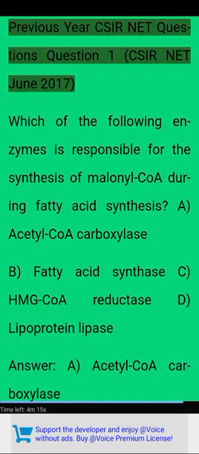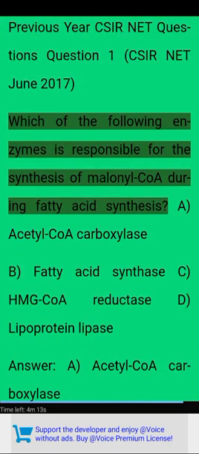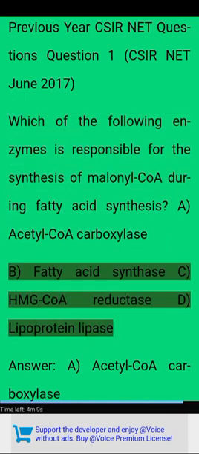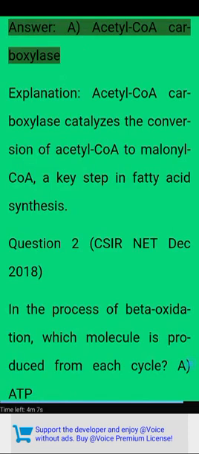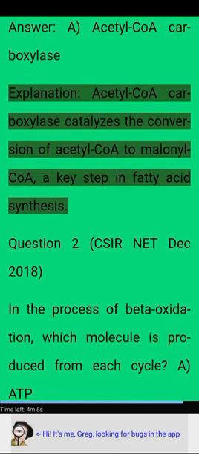Previous year CSIR NET questions. Question 1. CSIR NET June 2017. Which of the following enzymes is responsible for the synthesis of malonyl-CoA during fatty acid synthesis? A. Acetyl-CoA carboxylase. B. Fatty acid synthase. C. HMG-CoA reductase. D. Lipoprotein lipase. Answer. Acetyl-CoA carboxylase. Explanation. Acetyl-CoA carboxylase catalyzes the conversion of acetyl-CoA to malonyl-CoA, a key step in fatty acid synthesis.